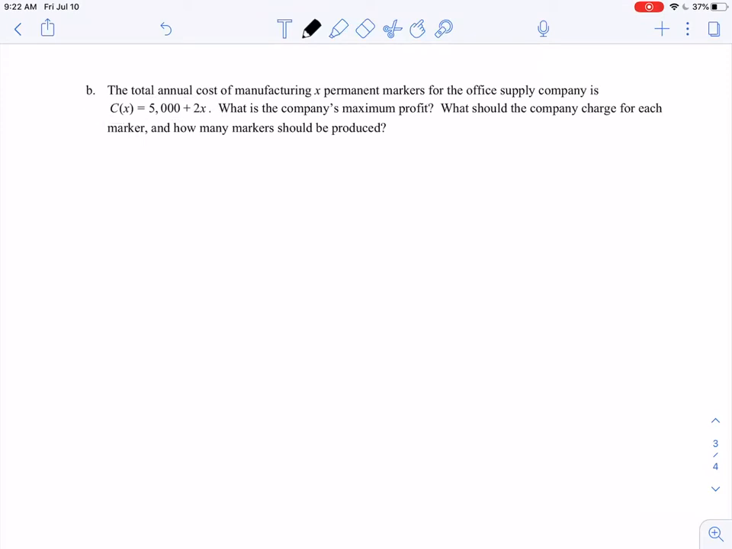And in particular, I'm going to look at the last few sentences. It says, what is the company's maximum profit? So hold on a minute there. I want to maximize the profit. So I need to come up with the profit equation. So this is going to be P, and the way I think about that profit is always revenue minus cost. So we're still working with the same problem. This is just part B to that problem that we were just looking at moments ago.